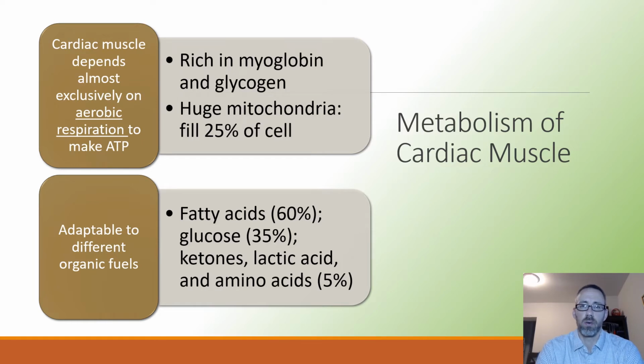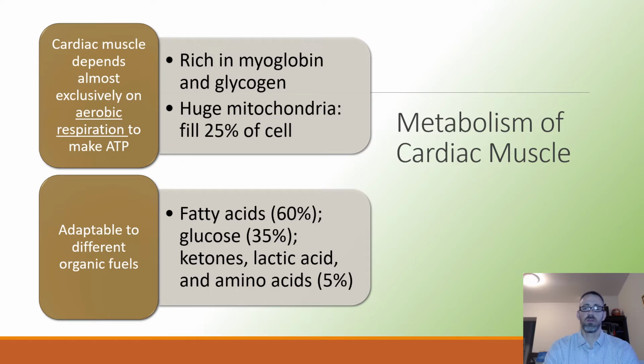And your heart rate when you exercise can go up to 120, 130, 140, or sometimes even higher. And that requires a lot of energy. So it does have a lot of myoglobin for some extra oxygen and some glycogen for extra nutrient storage. And again, it has huge mitochondria, which fill up like a quarter of the cell.